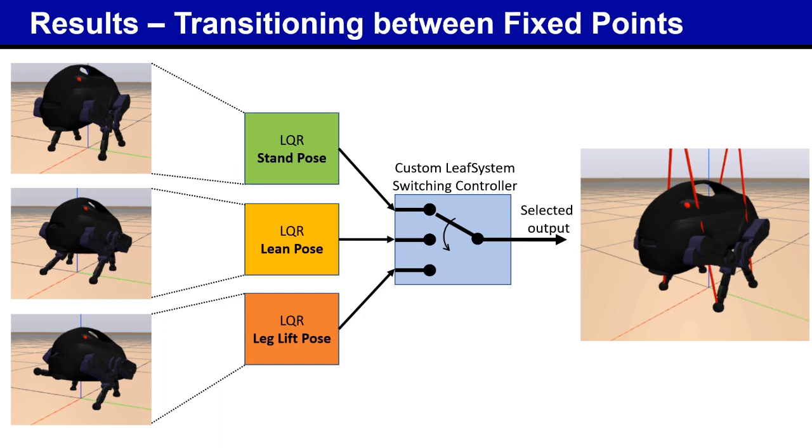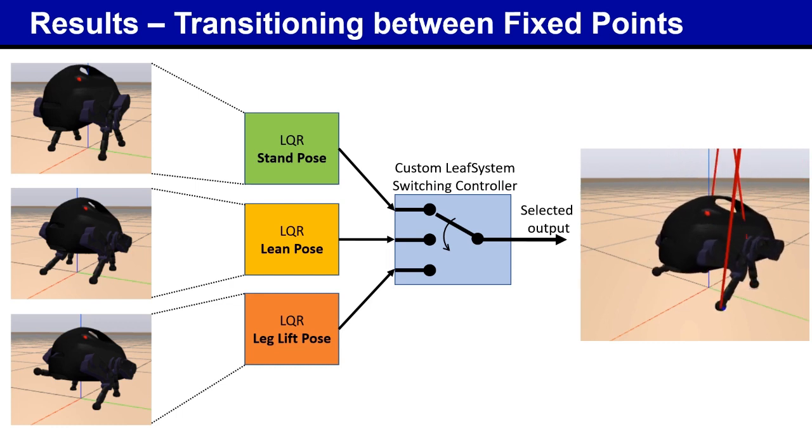Finally, we also wanted to explore the effect of varying target fixed points as a step towards time-varying LQR. So we did this by defining three distinct fixed points: the standing, leaning back, and leg lifting poses seen here, and then we created a separate LQR controller for each. By wiring them up to this custom system in Drake, we're able to switch between the controllers mid-simulation, and we get a system which is able to stabilize about these three distinct fixed points using LQR.